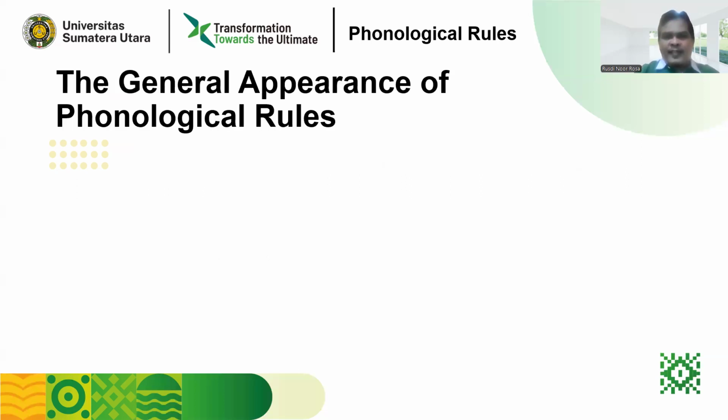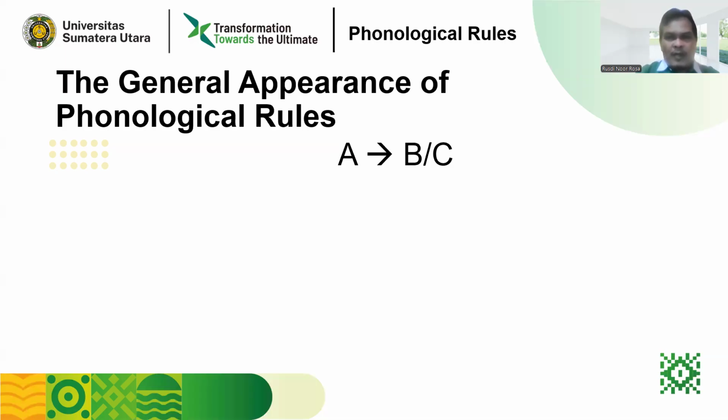Now, let's see the general appearance of phonological rules. In general, we can say that phonological rules are composed of A, and then arrow, and then B, and then slash, and then C. In some sources, you can find that A is replaced by, let's say, X, and then B by Y, C by Z, or we can also have A, and then B becomes X, and C, Y, etc. It depends, but I use here the symbols A, B, and C.